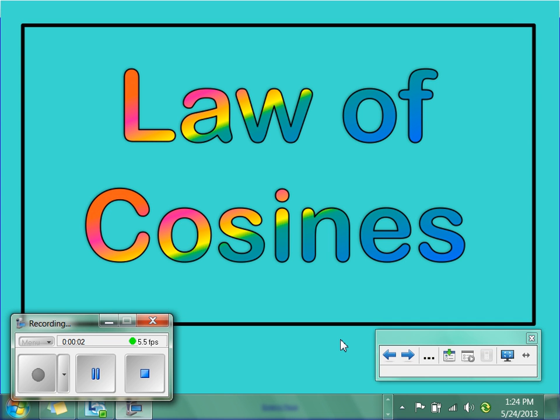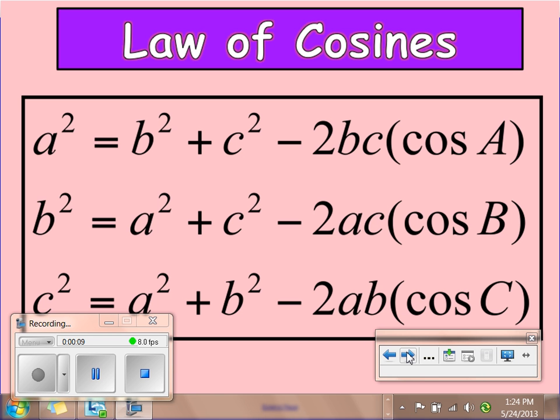Another way to solve oblique triangles is to use the law of cosines. Law of cosines is used when you do not have a complete family. Here are the formulas for law of cosines. You use whichever formula works with whatever angle you have.